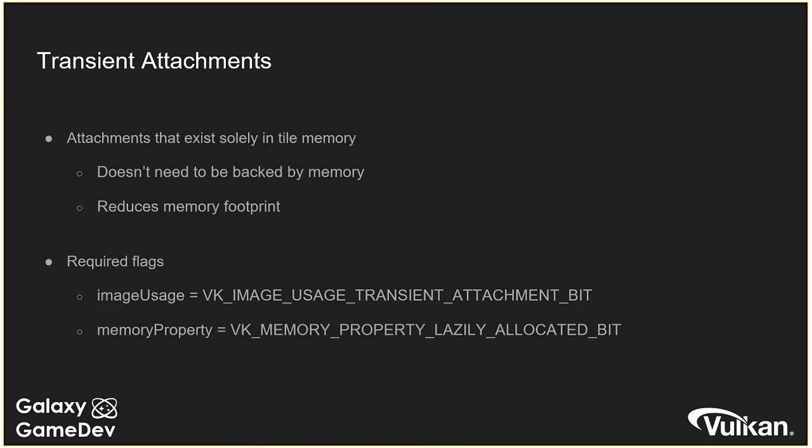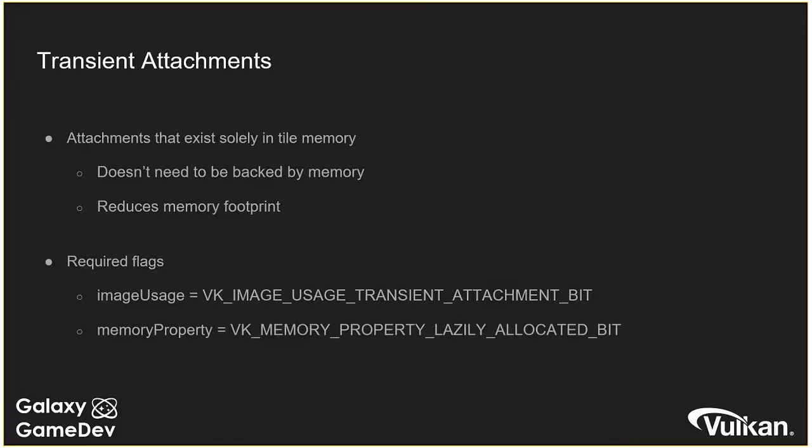So transient attachments are really a mobile specific feature. It's designed for attachments that are never written out to memory. If they're not written out to memory, you don't actually need to have any memory reserved for them, so you can make them transient, and it saves you some space in memory.